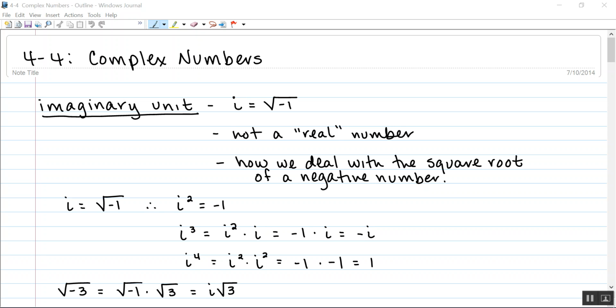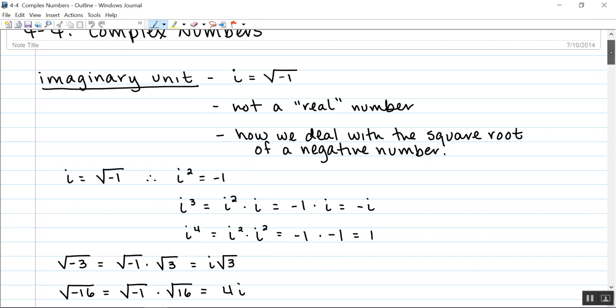Section 4.4 is on complex numbers. In this section, we're introduced to the imaginary unit, and that is i. i is equal to the square root of -1. This is not a real number, it's an imaginary number. And this is how we deal with taking the square root of a negative number.